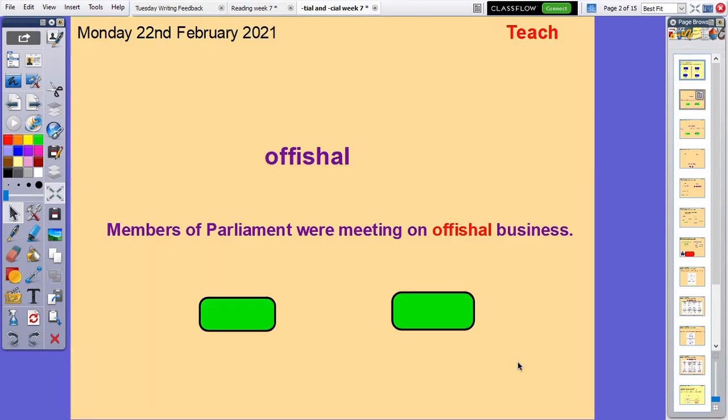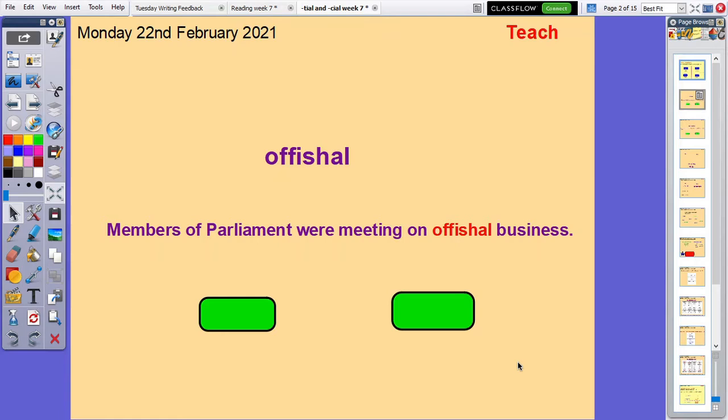Okay, so this is something that we actually looked at on the very first day back after the Christmas holidays. Some of you were in school, some of you weren't, and we didn't actually get to see this spelling rule through to the whole week. So I'm going to go back and actually revise this today.